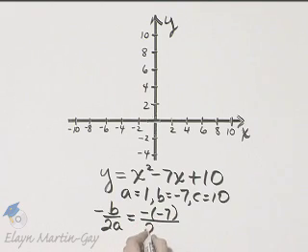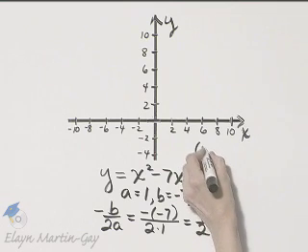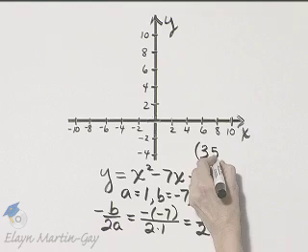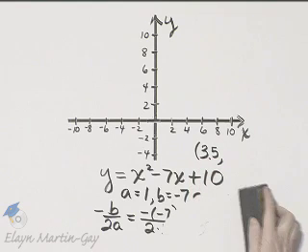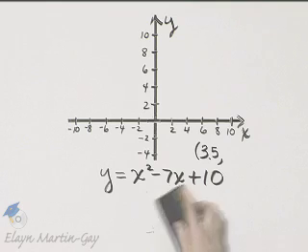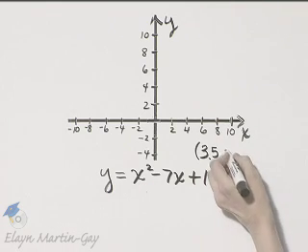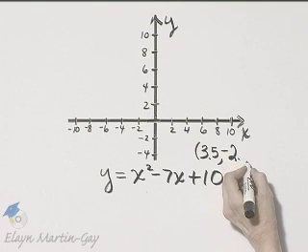-7 over 2 times a, which is 1. So what is that? That's 7/2 or 3 1/2. So the x value of the vertex is 3 1/2 or 3.5. I'll let you go through, let x be 3.5 or 3 1/2 here and solve for y. If you do so, you'll get -2 1/4.